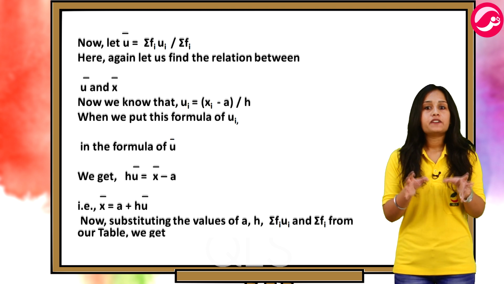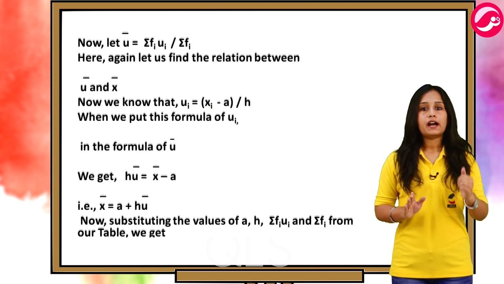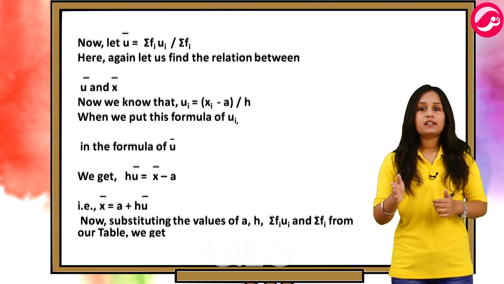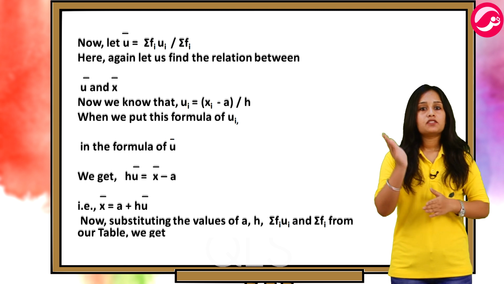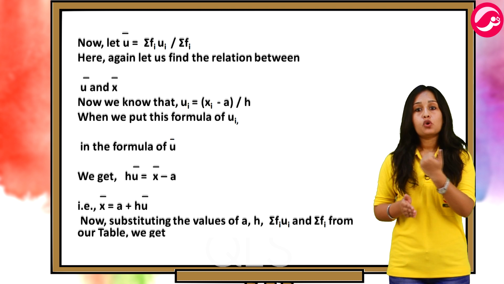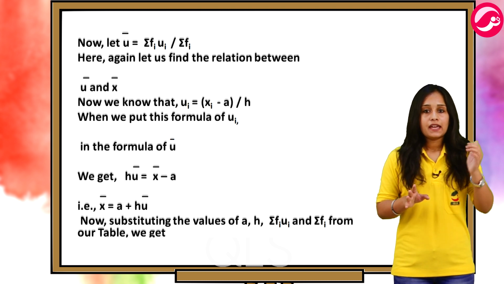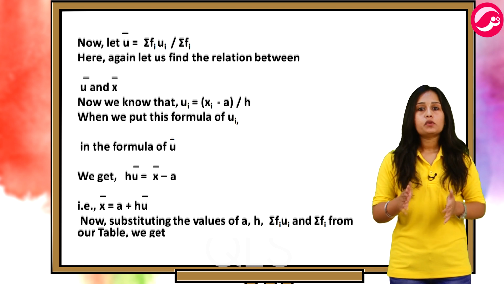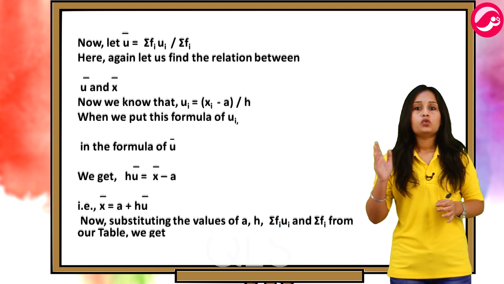Here again let us find the relation between u over bar and x over bar. Now we know that ui is equal to xi minus a upon h. Then we put this formula of ui in the formula of u over bar. So we get h into u over bar equal to x over bar minus a. I repeat, h into u over bar equal to x over bar minus a, that is x over bar equal to a plus h into u over bar.